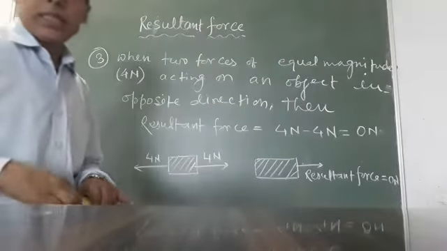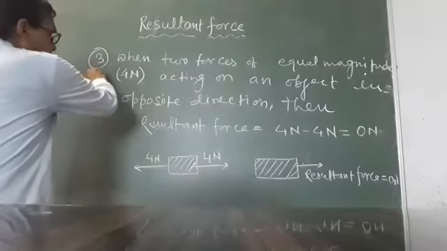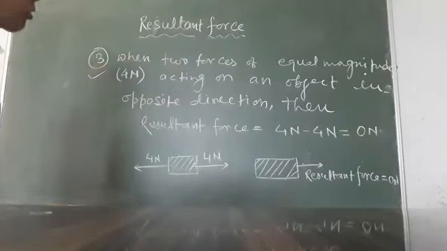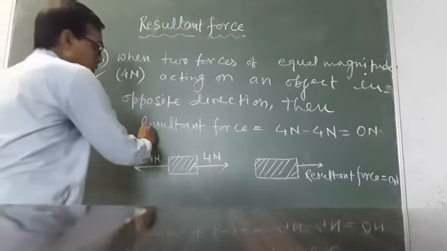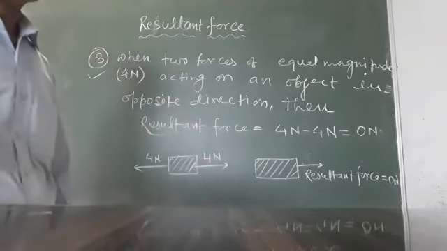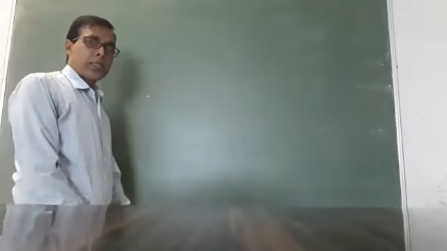So in this case, this is the third case, when two forces of equal magnitude act on an object in the opposite direction, the resultant force will be 0. Thank you.